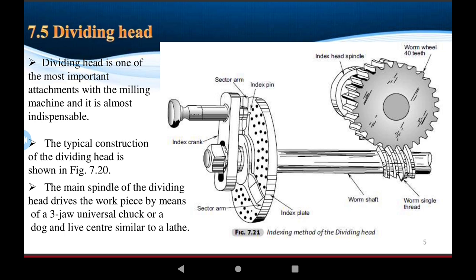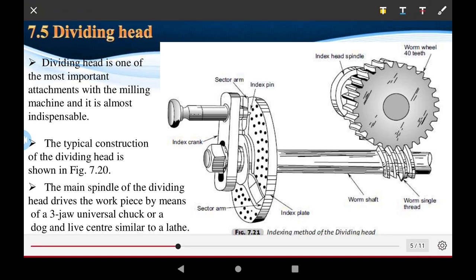This is the worm shaft, okay, and this figure is very important for the machine, and this is also for the use of the machine, okay. Suppose the index crank, okay, this is also used as a component of the machine, and this is also for checking, okay. This is the indexing of the index plate. The index plate is also balanced with the sector arm. The sector arm is also a selected component of the machine.